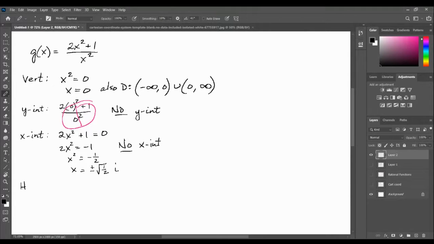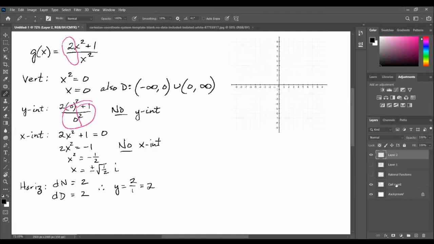Now let's look for horizontal asymptotes. The degree of the numerator is 2. The degree of the denominator is 2. Those are the same, so we look at the ratio of their leading coefficients. Therefore, y equals 2 over 1, which is 2. That's our horizontal asymptote.